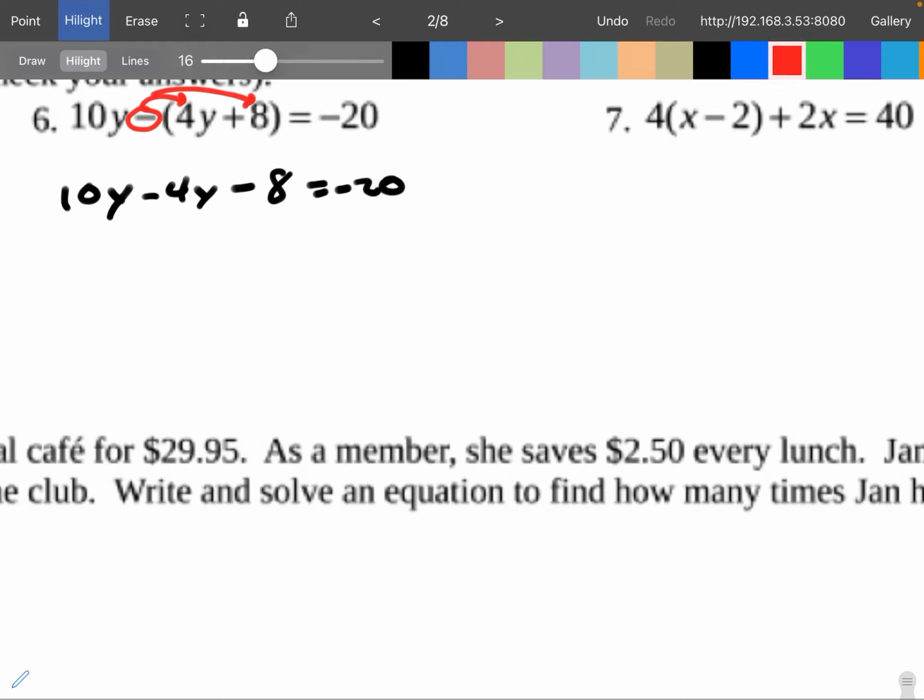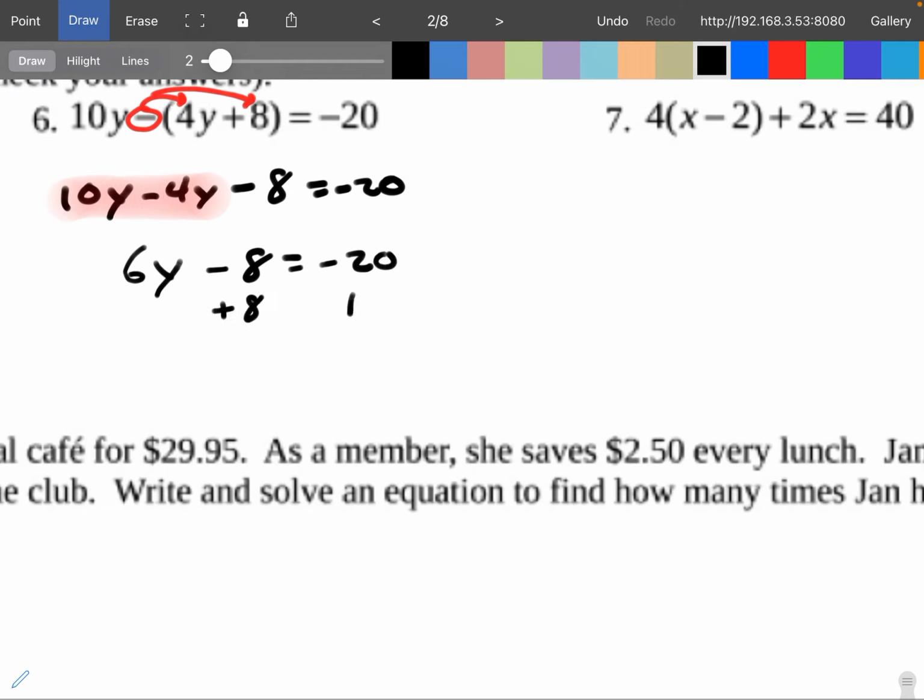Then is there anything we can combine on the left-hand side? Yeah, and what do you get? 6y. Good. Yeah, you guys can combine these two, right? 10y's take away 4y's leaves you with 6y's. So now you have 6y minus 8 equals negative 20. So you've already done 2 steps. You had to distribute first, then you had to combine like terms. Now you're down to a 2-step equation. So what's the next step?